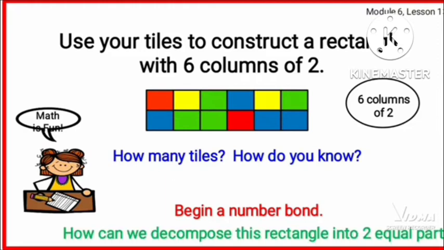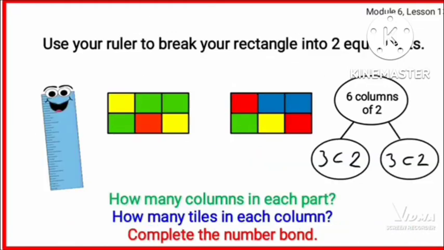How can we decompose this rectangle into 2 equal parts? What should we do? We can share it using columns, and we can share it using rows. Yes, it will work. I shared it using columns. There are 2 columns now, equal parts. 3 columns of 2. Yes, each column has 2 ties. The number bond, 3 columns of 2. 3 plus 3, 6. Another 3 plus 3, 6. 6 plus 6 is 12. If you count the ties again, it's 12.